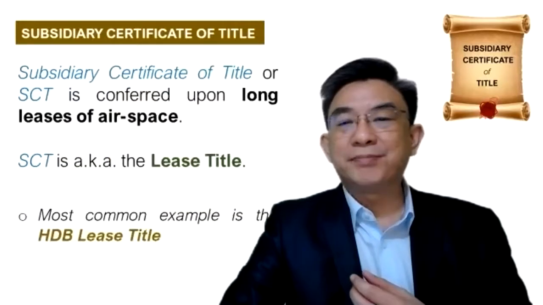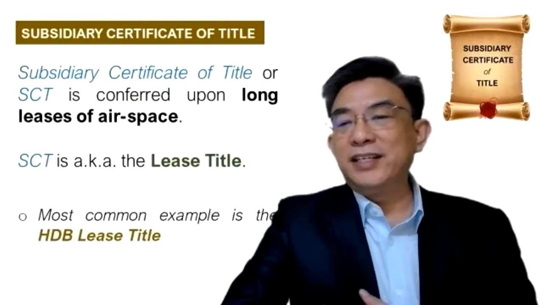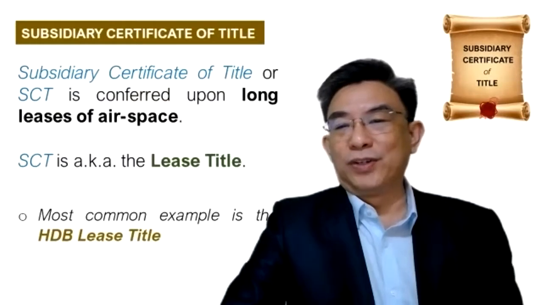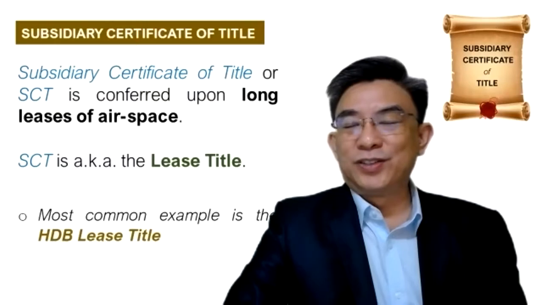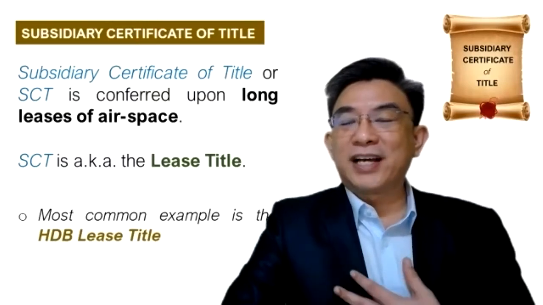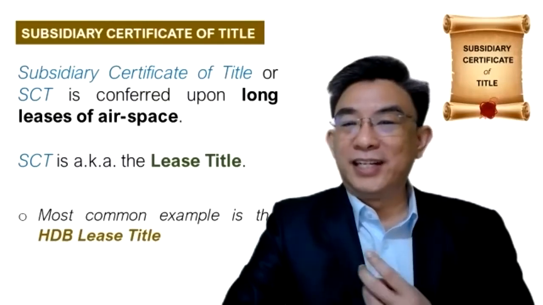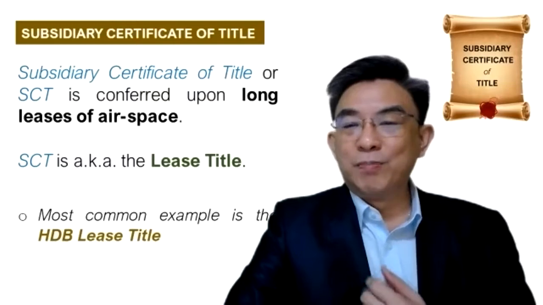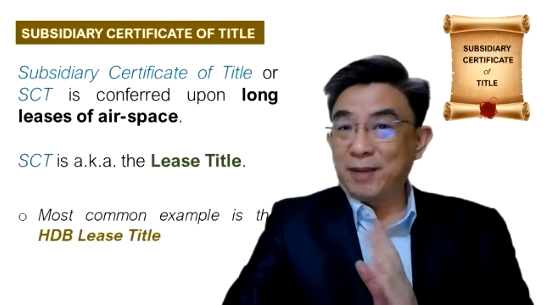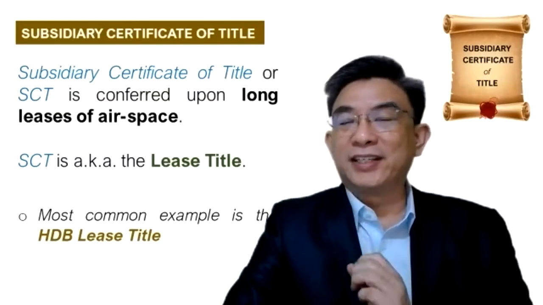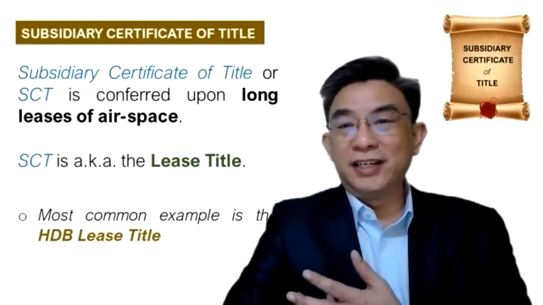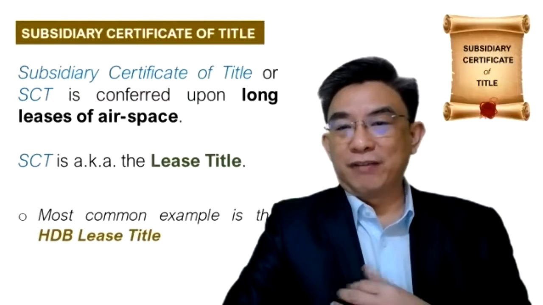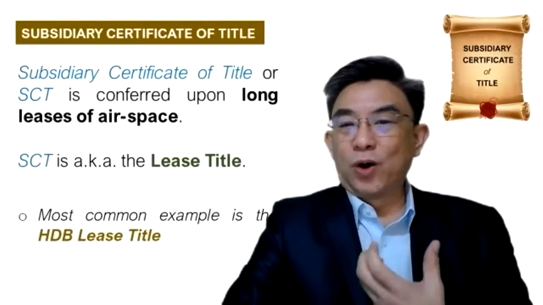Now, SCT is conferred upon long leases of airspace. So subsidiary certificate of title is also known as the lease title. The most common example of a lease title is the HDB lease title. And of course, you have the JTC lease title. And of course, you have those long leases.